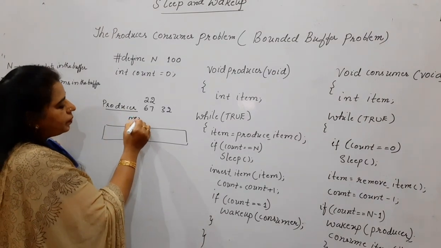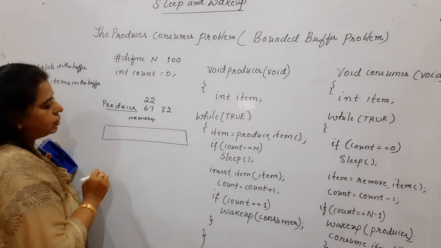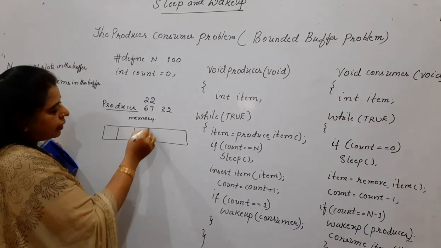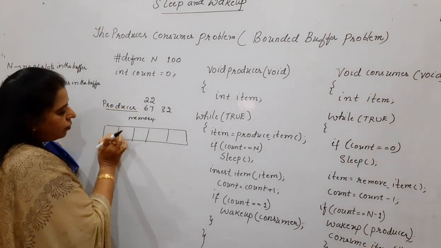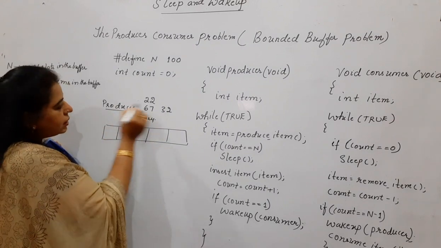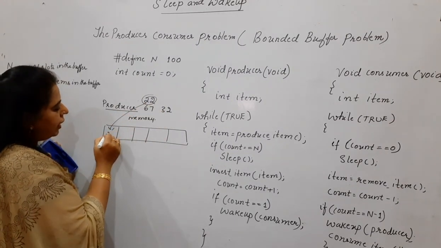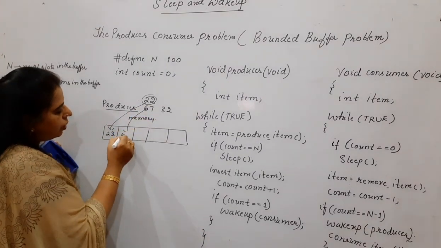In the memory. So here what we are trying to say is that this memory has certain locations. In each of these locations, the producer will be placing the items. Since it is producing the items and placing the items, we call it the producer.